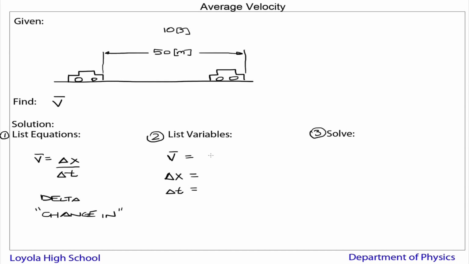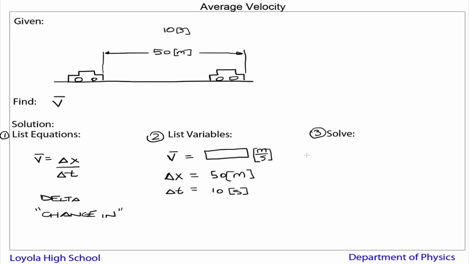So the average velocity we do not know, so I'm going to put a box here stating that we do not know it, that we need to find it, and it's going to be meters per second when we're done. We're using the metric system throughout. The change in x, or delta x, is 50 meters, and our change in time is 10 seconds. So it's a matter of writing down the numbers from the given.